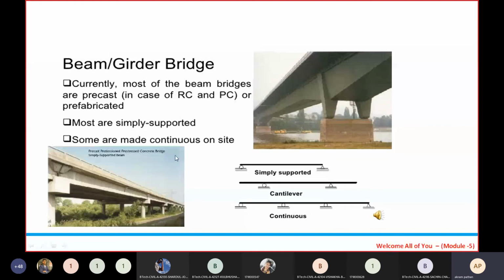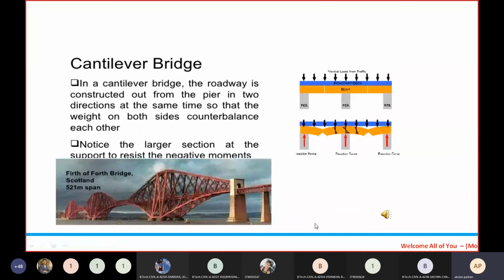Then if you see here, currently most of the beam bridges are precast in case of RC and PC, or prefabricated. Most are simply supported. Sometimes they are made as cantilever, or sometimes continuous also. In case of the continuous, it rests over more than two supports, which is known as a continuous supported beam or bridge. So such kinds of arrangement we can do: simply supported, cantilever, or continuous.